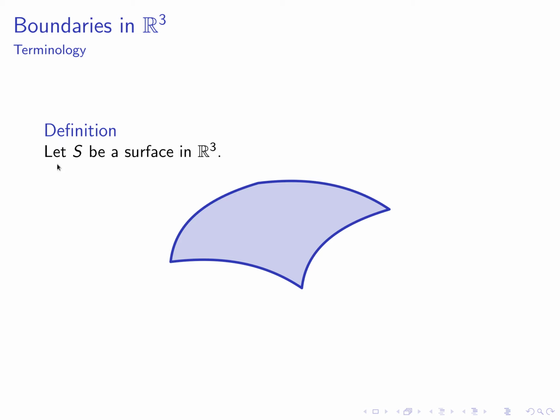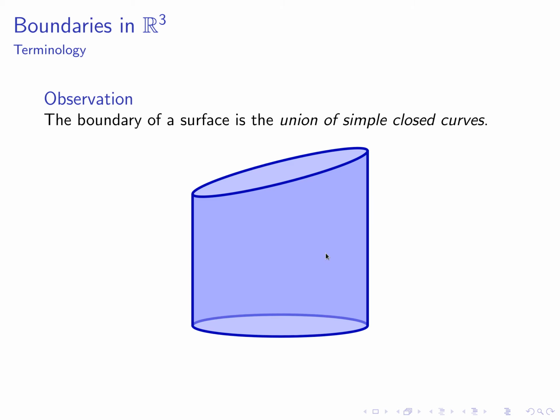So let's say that we're studying a surface called S in R3. By definition, the boundary, which is denoted the same way, by writing the partial sign in front of the surface, is the outer edge of the surface. So if our surface looks something like this figure, the boundary would be the outer edge, which is highlighted in red here. So the first thing to notice is that for a surface in 3 dimensions, the boundary is the union of simple closed curves.